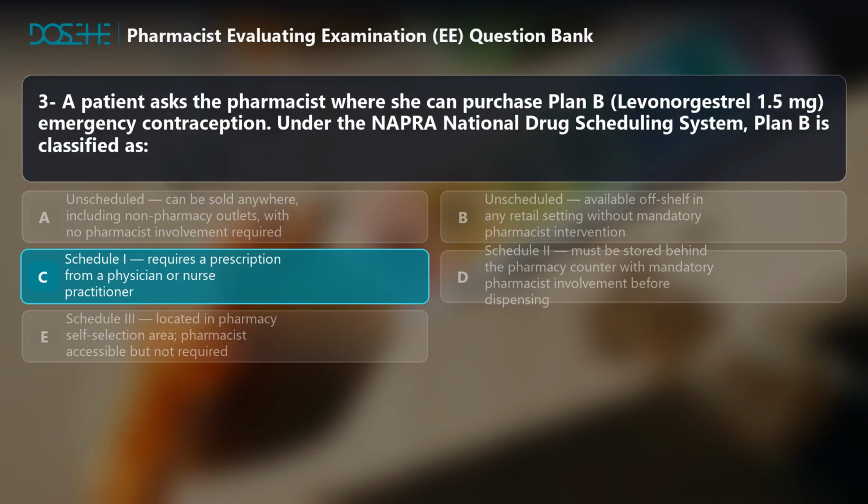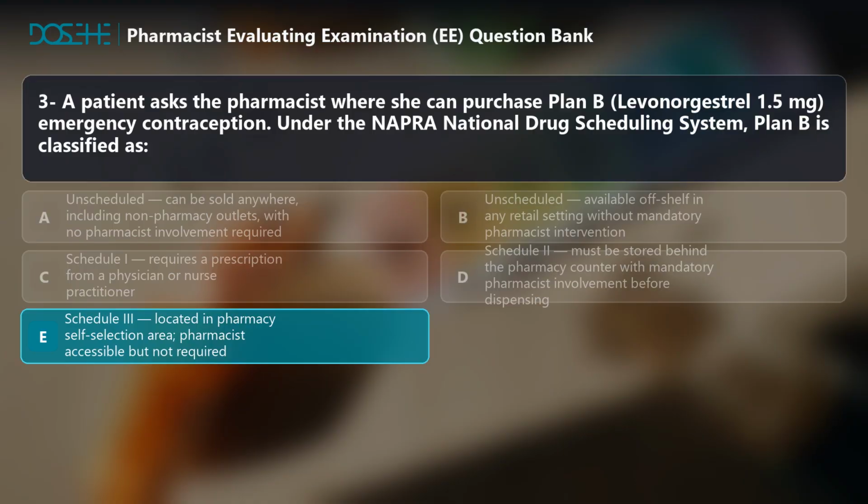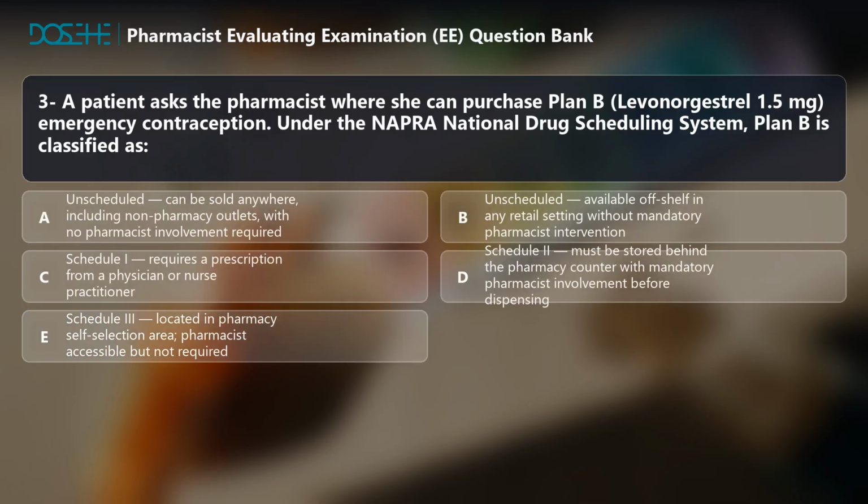Option C, Schedule I, requires a prescription from a physician or nurse practitioner. Option D, Schedule II, must be stored behind the pharmacy counter with mandatory pharmacist involvement before dispensing. Option E, Schedule III, located in pharmacy self-selection area. Pharmacist accessible but not required.